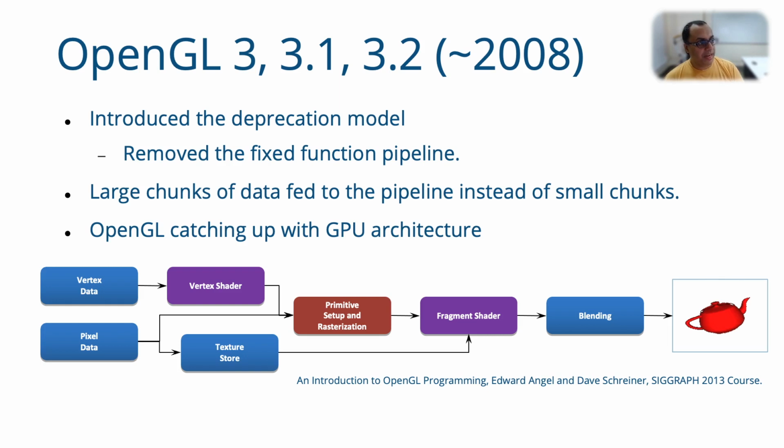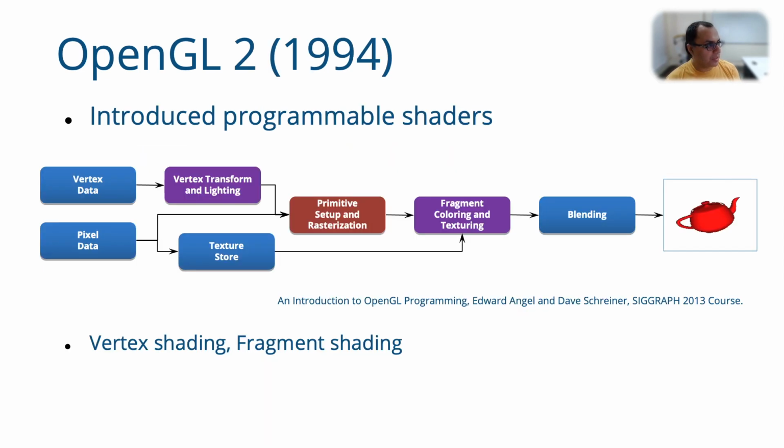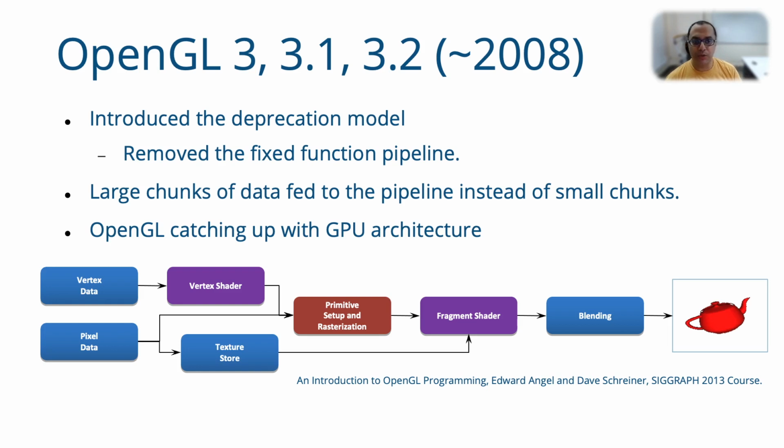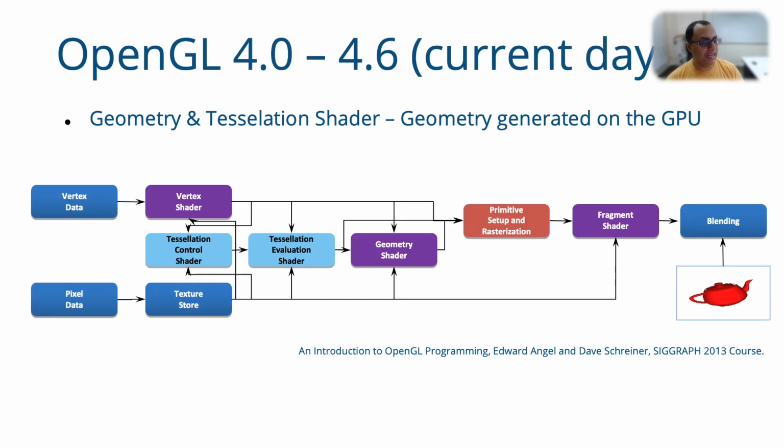So GPU architecture had already progressed by the time OpenGL decided to catch up. For a while OpenGL was lagging in features and was not really up to par with current GPU hardware. So you can see that this is a huge wait. From 1994 to 2008 OpenGL took to modernize. But since then OpenGL has been updating itself pretty fast.